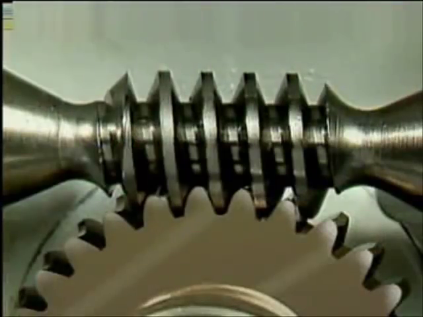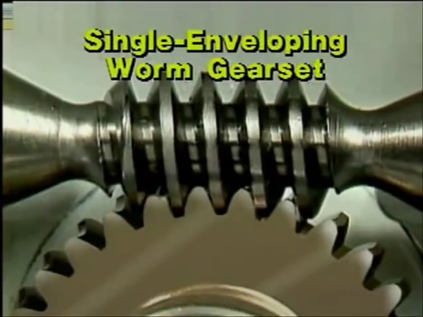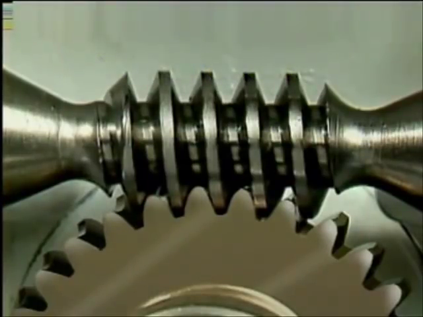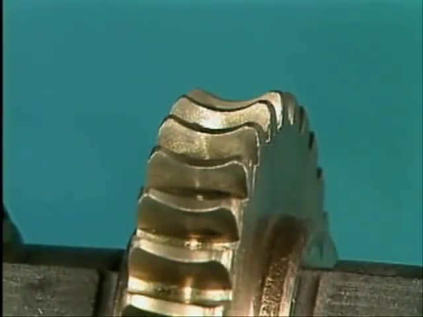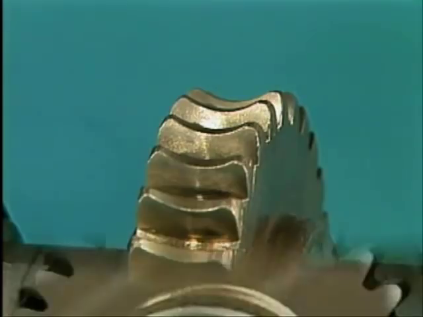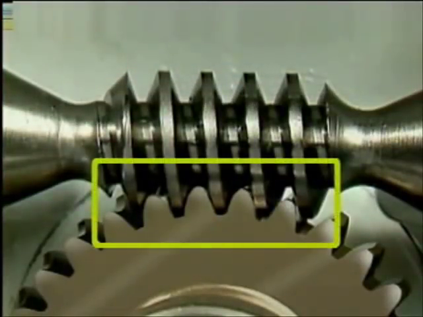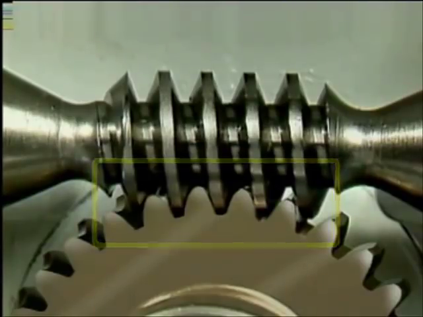Let's take a look at a couple of the most common. This is a single enveloping worm gear set. This type of gear set is one in which the gear is throated so that it wraps partway around the worm. The contact area, or mesh, between the worm and the worm gear is significantly increased by this arrangement and allows a larger load to be carried across a single gear mesh.